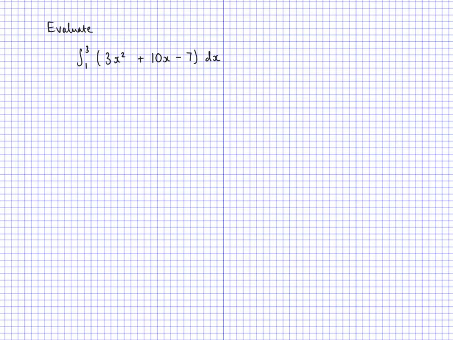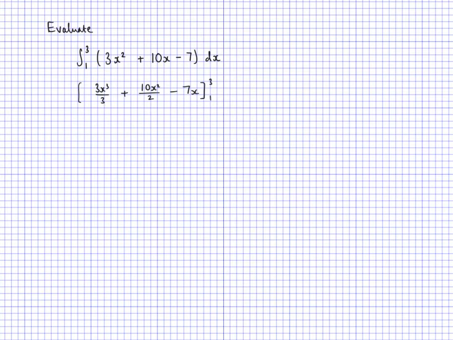So we start by finding the antiderivative. The antiderivative would be 3x cubed over 3, add 10x squared over 2, take away 7x. You will notice that I use square brackets here. When we're evaluating a definite integral, we can use these square brackets and then put the upper limit here and the lower limit there. Remember, we ignored the plus c because we saw that it cancels out. So we need to evaluate this at 3 and evaluate it at 1.